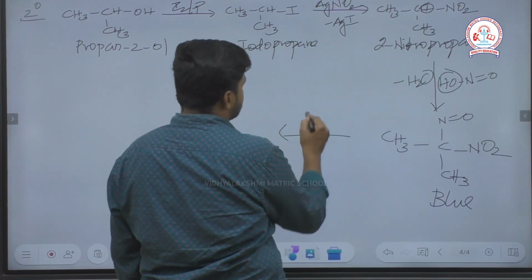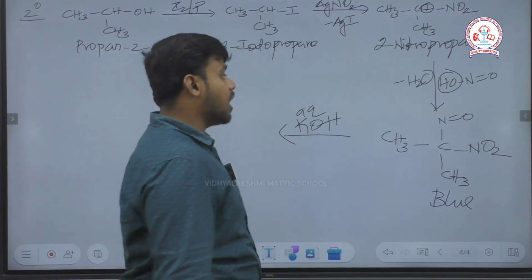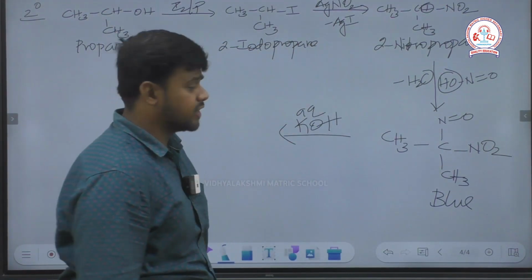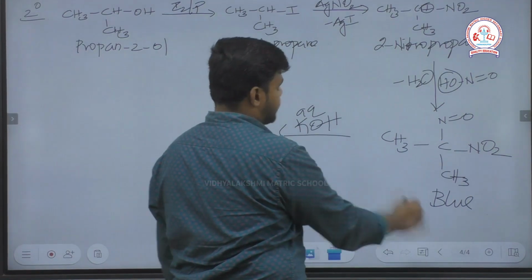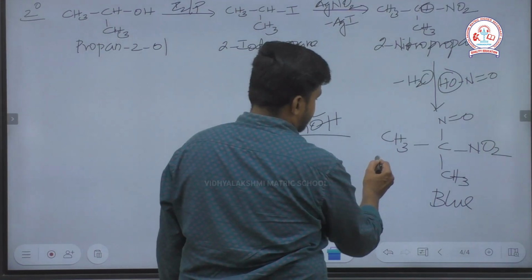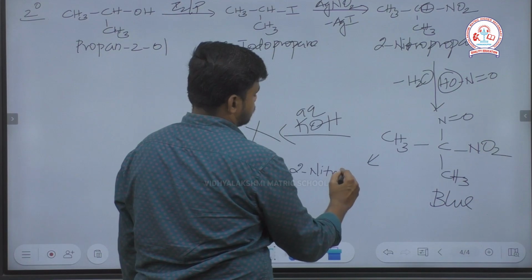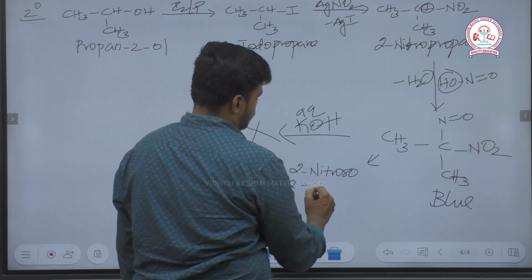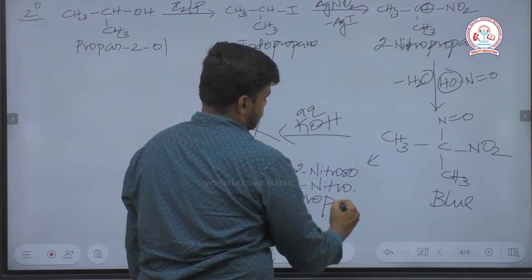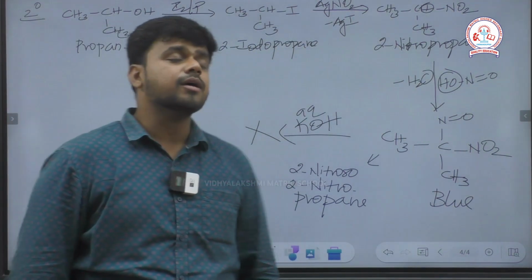Further, when you treat it with aqueous KOH, since the alpha carbon does not have the hydrogen over here, KOH will not react further. So the reaction stops here itself, but the formation produces the blue color. So with this we can confirm. So the name of the compound here is 2-nitroso-2-nitropropane. So the secondary alcohol actually produces the blue color.